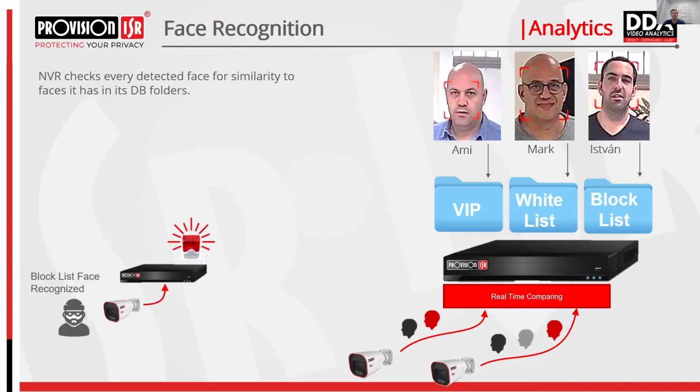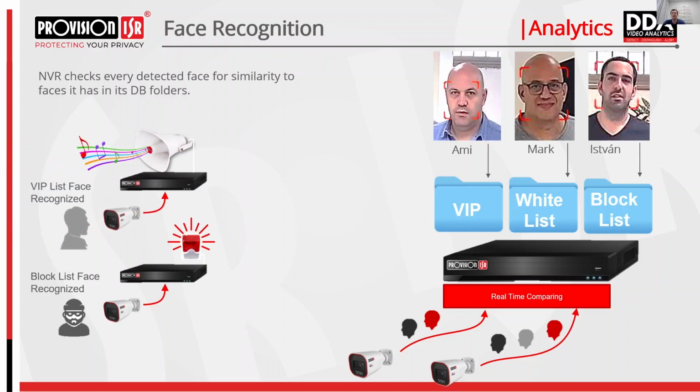Some use cases, for example: if Istvan is on a block list, you can activate a siren as soon as he is recognized. If Ami is on a VIP list, when he walks into a car dealership, you can notify the top salesperson via a push notification, and you can play VIP music through speakers automatically. And if Mark is on a white list, the system can also automatically open up the door for him.